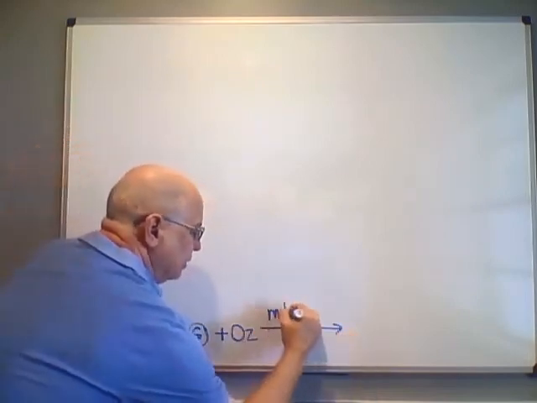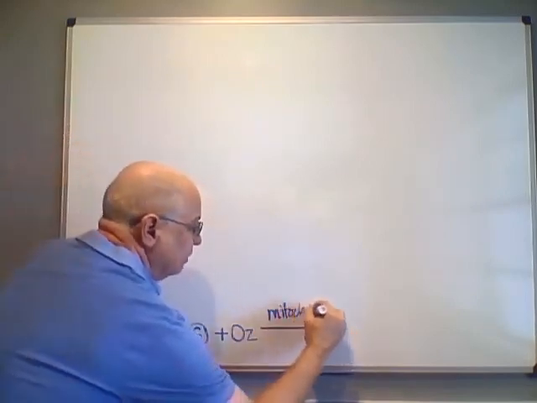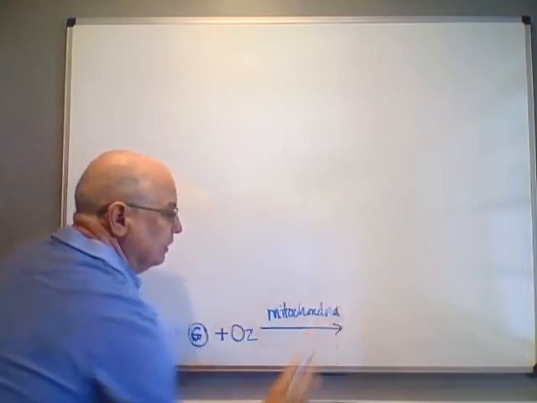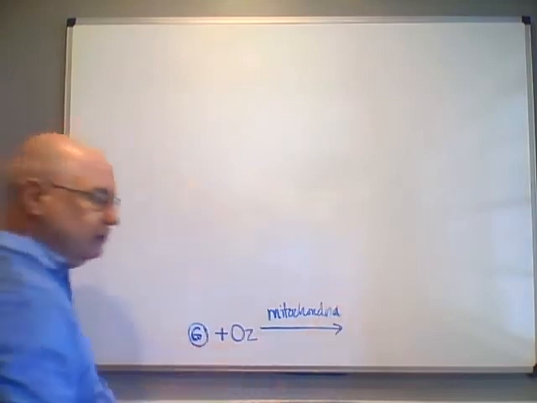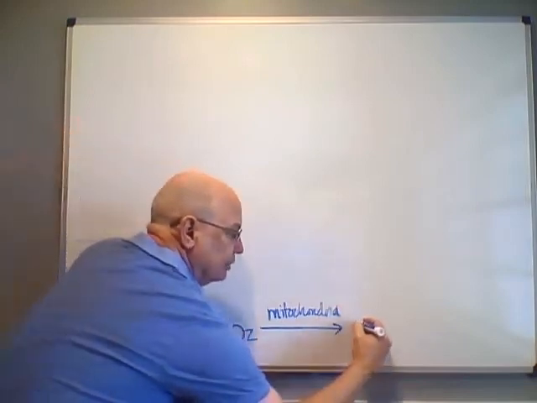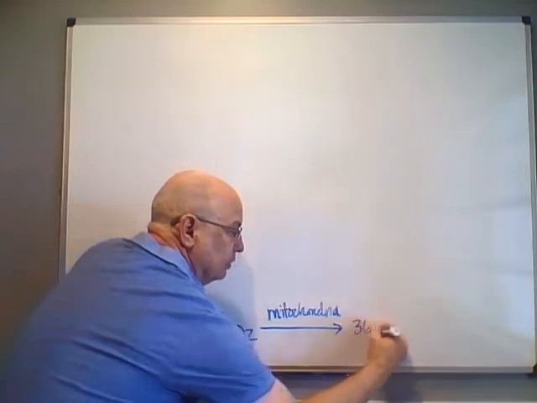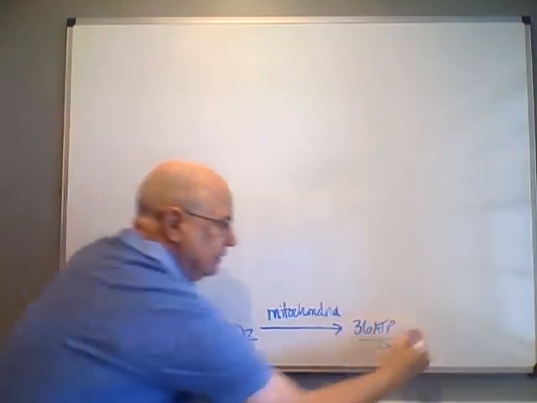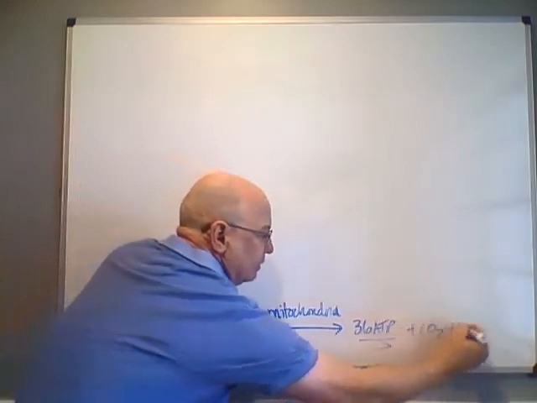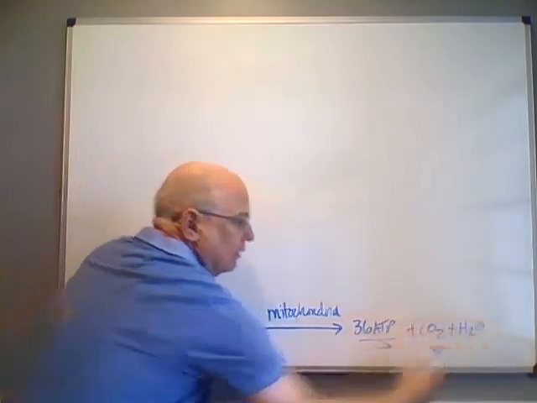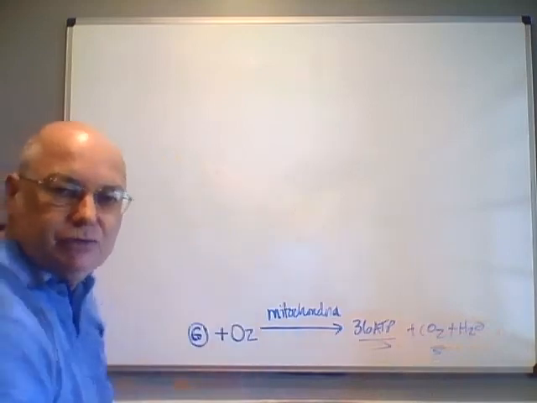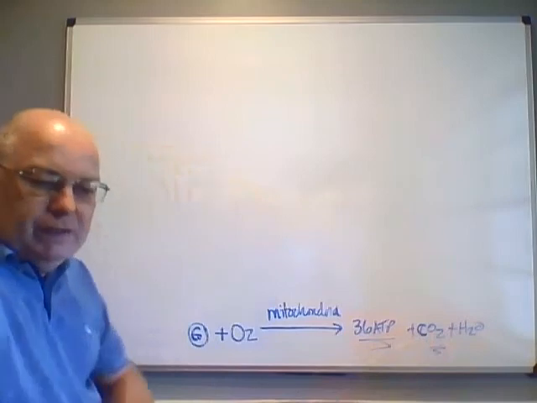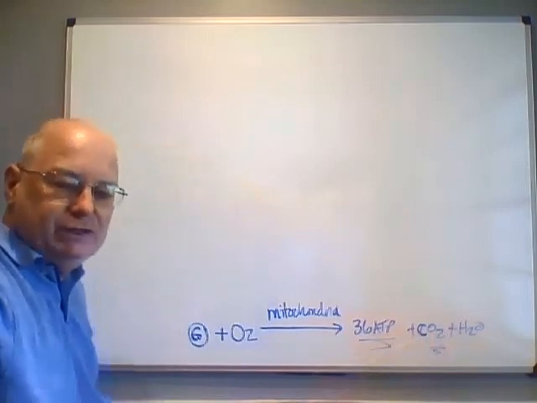in the presence of mitochondria. The reason we need the mitochondria is that they contain a lot of the enzymes that are necessary to make these chemical reactions happen. It's going to convert this into 36 ATP. There's the energy we need, a lot of it, plus some carbon dioxide, plus some water. That's some of the waste molecule that we have to exhale when we exhale. Okay, so that's a real simple way of looking at this equation.